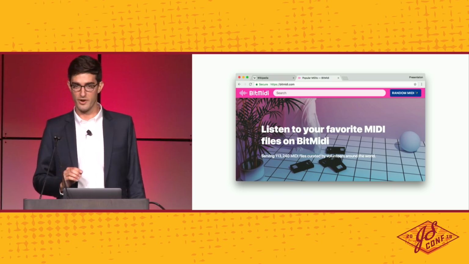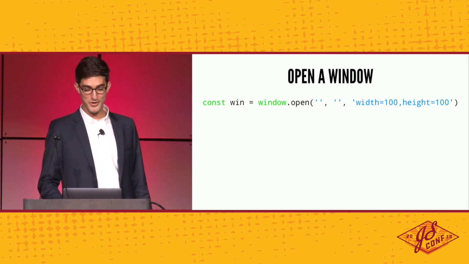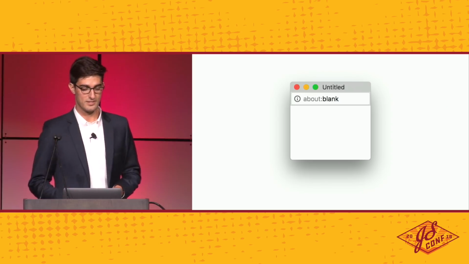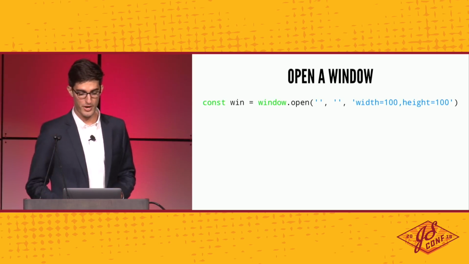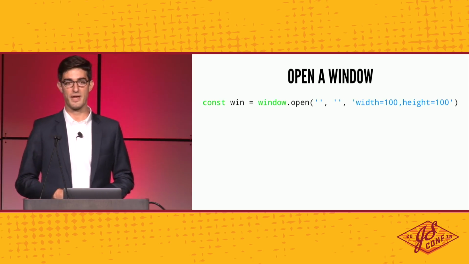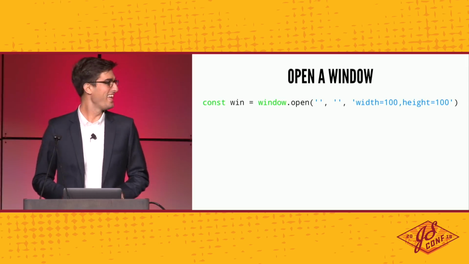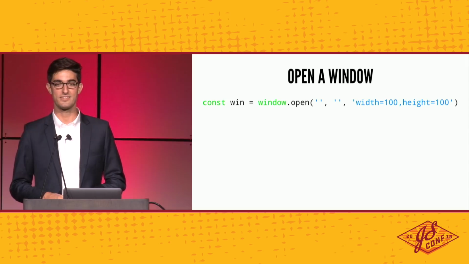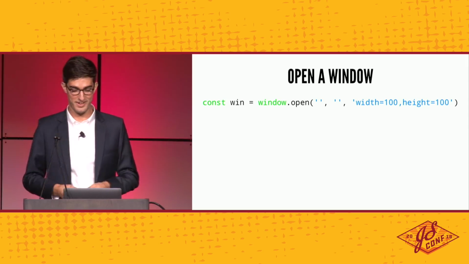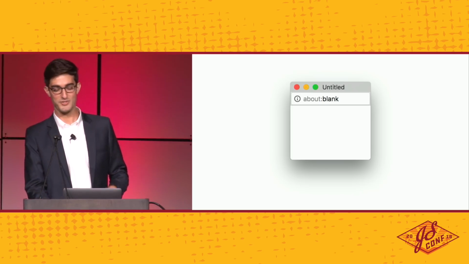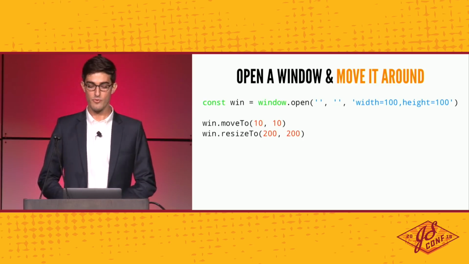But I figured out a workaround for it. If you open a new window using window.open, then you get this little window that pops up. You can see the parameters there; it's a really weird API. The first two parameters don't work anymore, so you just pass empty strings. The third one is a comma-separated list of properties. I don't know why it's not an object, but anyway, that's what you do. And then you get this little window that pops up. And okay, that's cool. Now let's try to move it around.